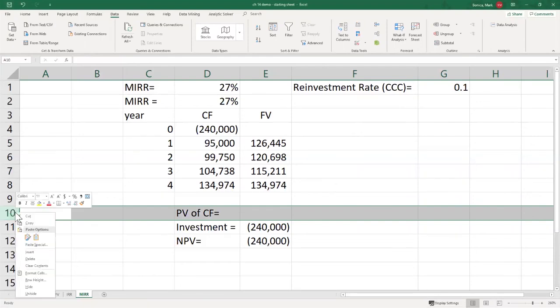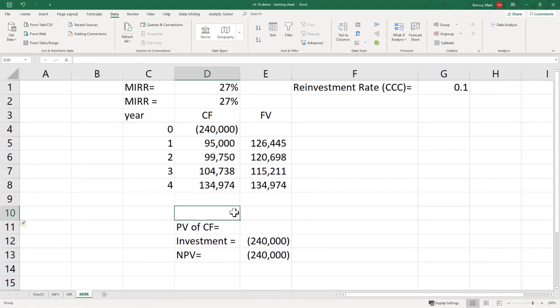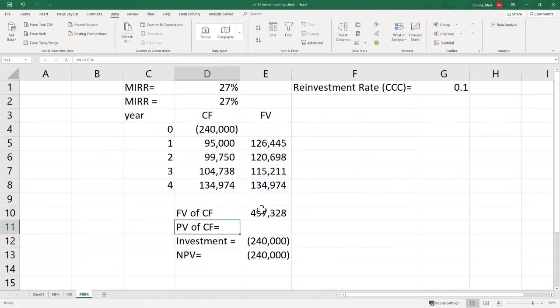So then I'm going to insert a line here. And I'm going to say future value of cash flows. And that's going to equal simply the sum of those cash flows. And now I know the totals of each of these, and they total up to 497.